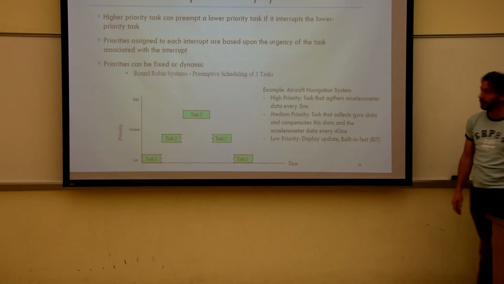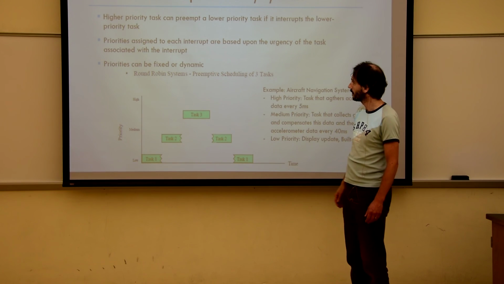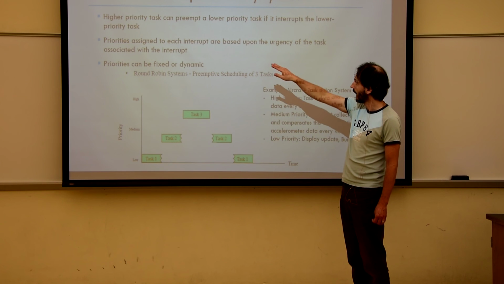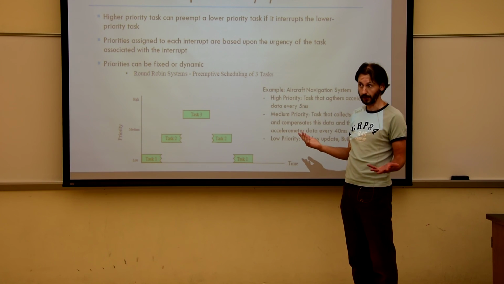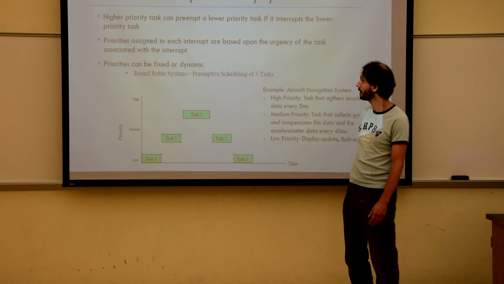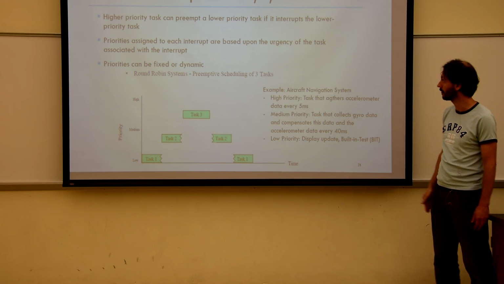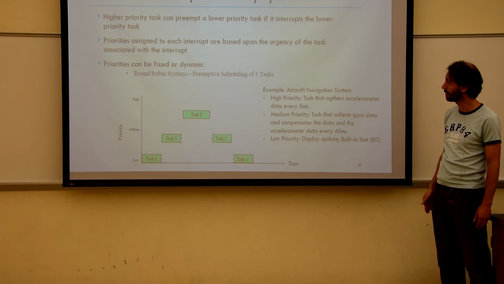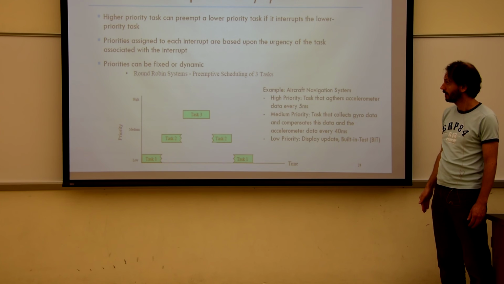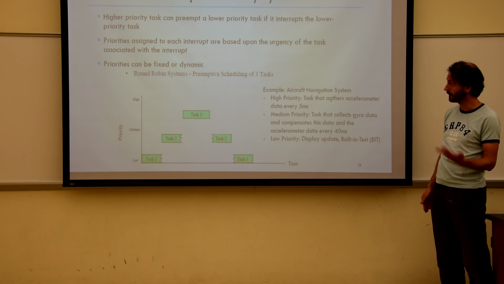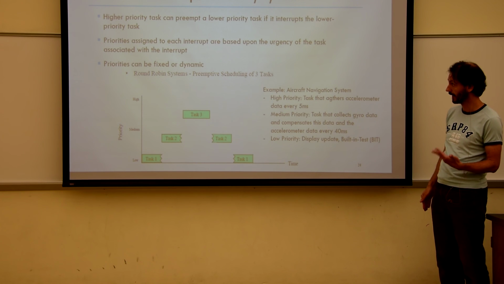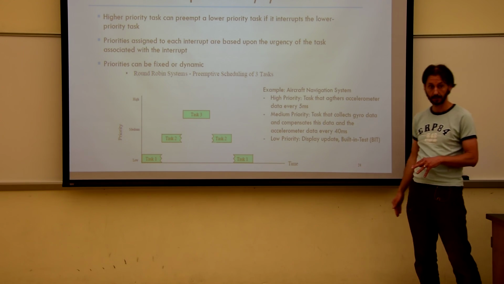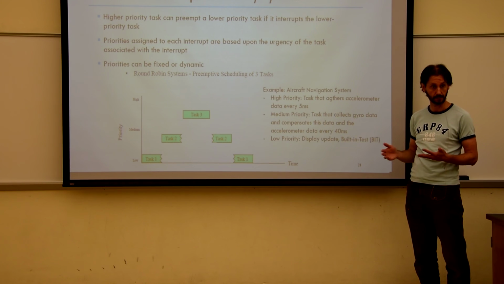Alright, so preemptive priority systems. Here you assign priorities to tasks, and a higher priority task can preempt a lower priority task by interrupting it. Priorities are assigned to each interrupt and are based upon the urgency of the task associated with this interrupt. They can be fixed or dynamic, meaning you can change the priorities.